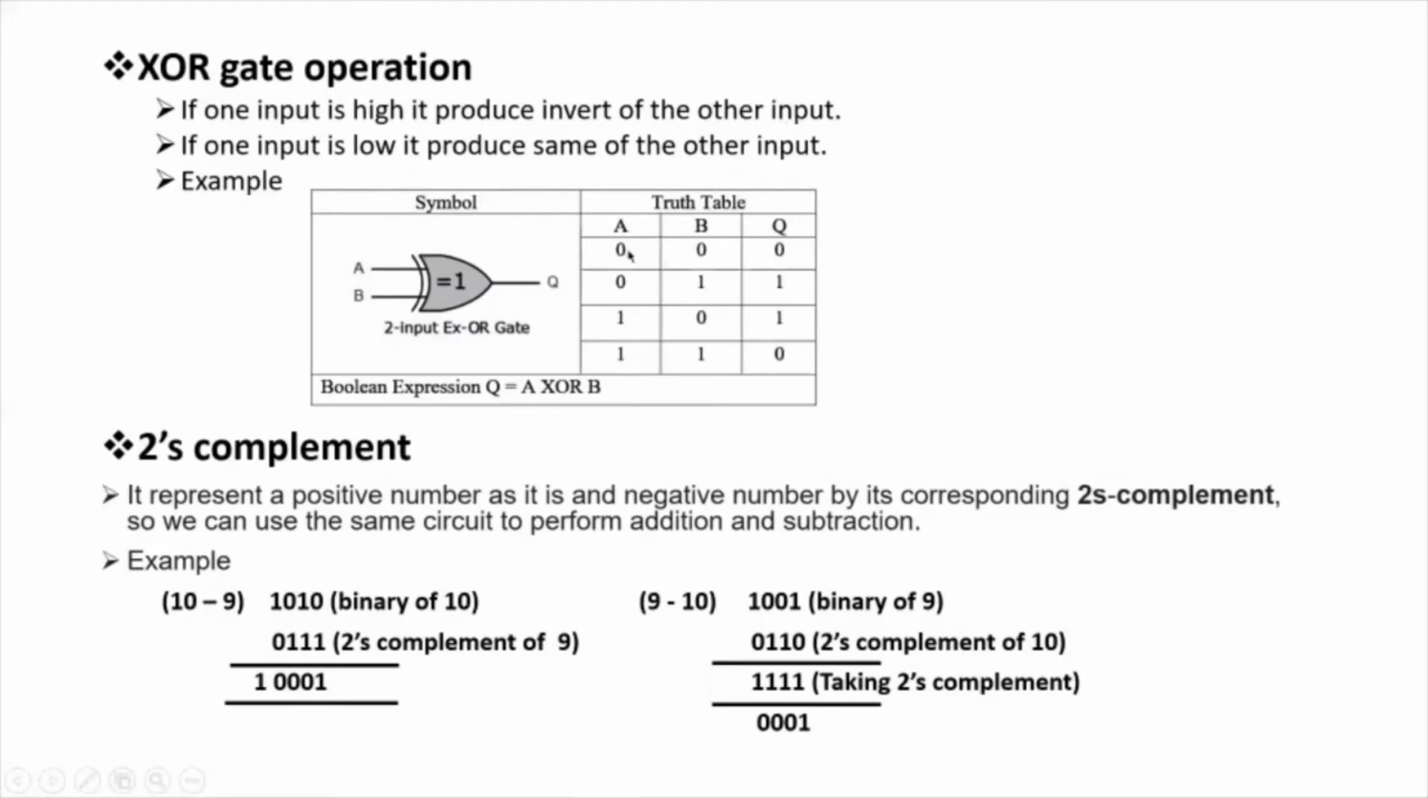As you can see in the example, if the value of one of the inputs is 0, then the output will be the same as B. If one of the inputs is high, which is 1, then the output will be the inverse of the other input. If the value of the other input is 0, then the output will be 1. If B is 1, then the output will be 0. So this is the XOR gate operation.